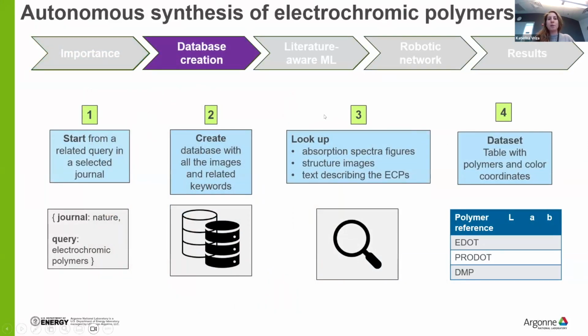So to create a database from literature, first of all, we can have a target material in mind, for instance, to query several journals about electrochromic polymers, which are of interest, and then based on that, extract all the images and related keywords that describe them. The type of image that we care about in our research is absorption spectra and structure image data. By creating these image-text pairs, we can have a lookup table, and then we can separate the images that are appropriate for our workflow.